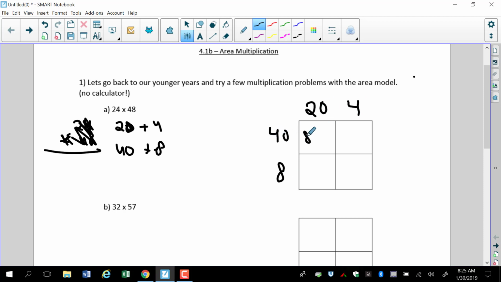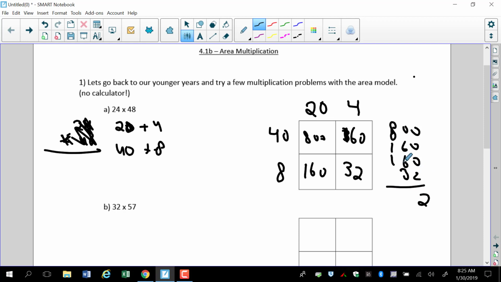4 times 2 is 8. This is 800. This is 160. This is 160, and this is 32. And then what you can do from here is just add up 8 plus 160 plus 160 and 32, and you will get your answer, 1,152.